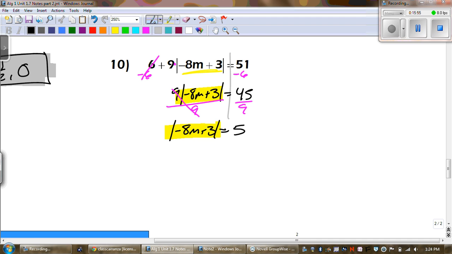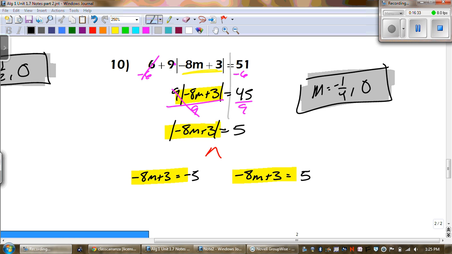Okay? Since we have a positive answer, remember that that splits off and we're going to have two answers. Okay? -8m plus 3 equals a -5, and -8m plus 3 equals a +5. Okay? I want you guys to pause the video and solve this, guys. I'm making you do this so much because you should know how to solve these by now. Okay? You should not need any assistance. Pause the video and good luck. Okay, and when you solve those, you should get m equals -1/4 and 0.